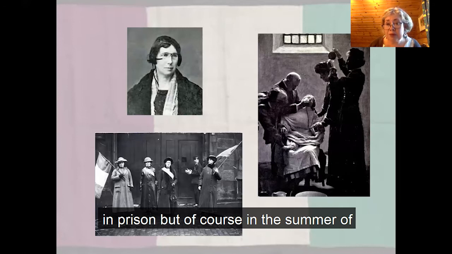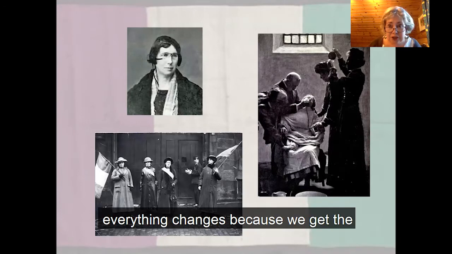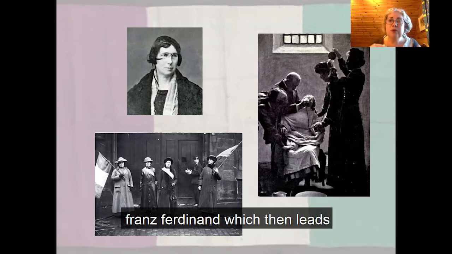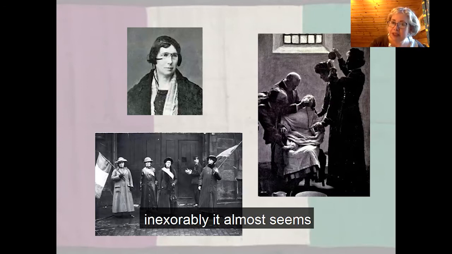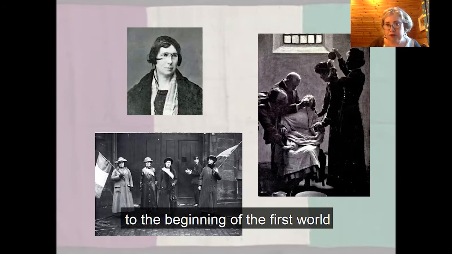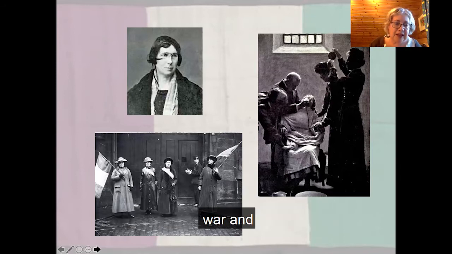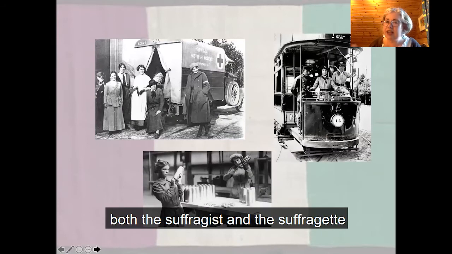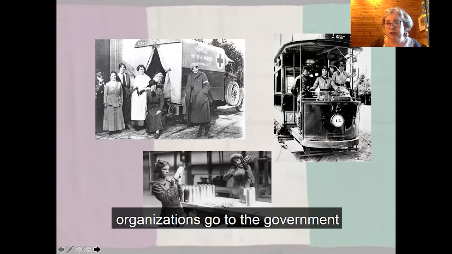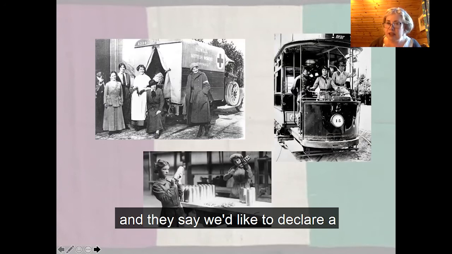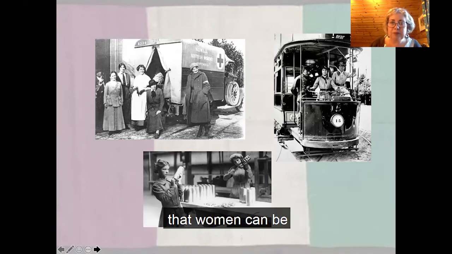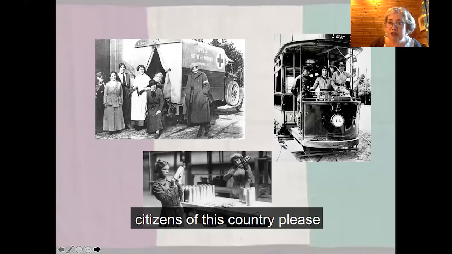But of course, in the summer of 1914, everything changes because we get the assassination of Archduke Franz Ferdinand, which then leads inexorably, it almost seems, to the beginning of the First World War. And in the autumn of 1914, the leaders of both the suffragist and the suffragette organisations go to the government and they say, we'd like to declare a truce. We have been campaigning to demonstrate that women can be citizens of this country.